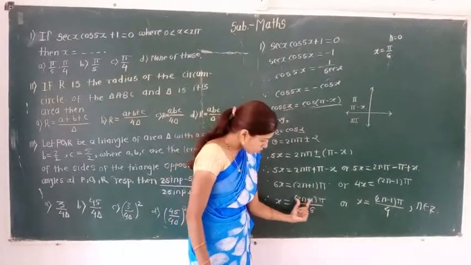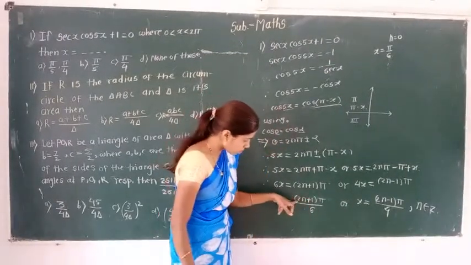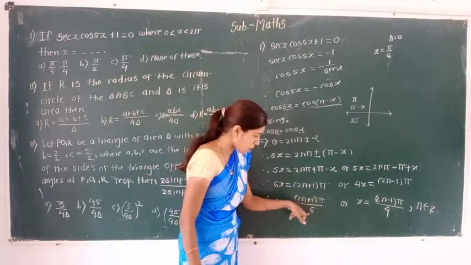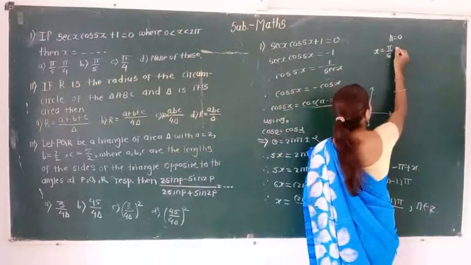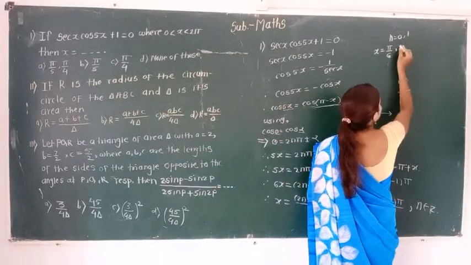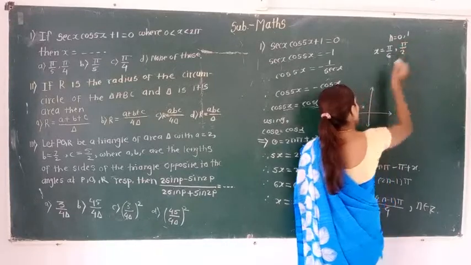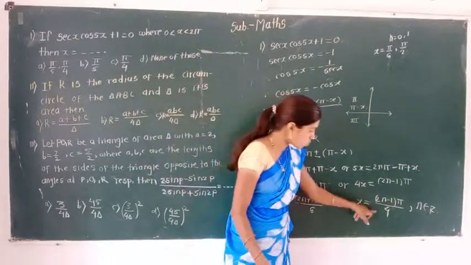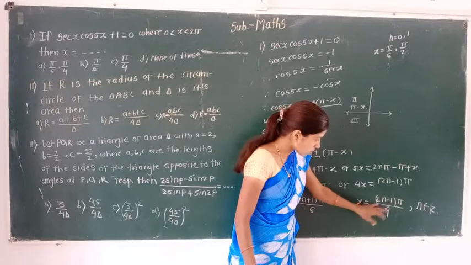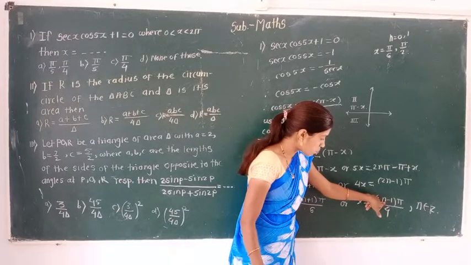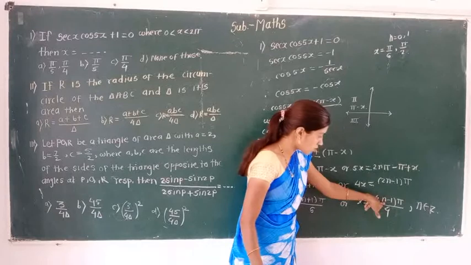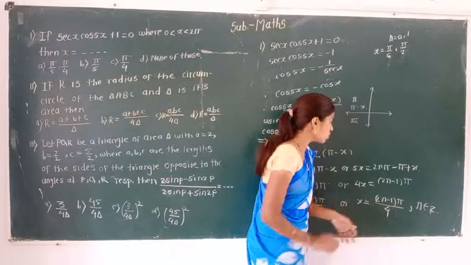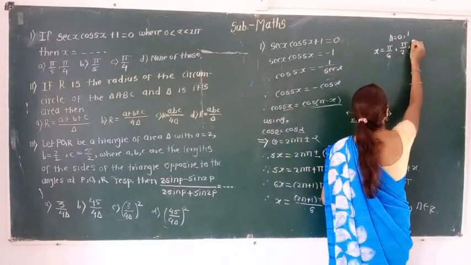By putting the value of n as 1, we get 2 into 1 is 2, 2 plus 1 is 3, so 3 pi by 6. By simplifying 3 pi by 6 we get pi by 2. Okay, the same value put in this result. By putting n as 1, 2 into 1 is 2, 2 minus 1 we get 1, 1 into pi by 4. Write down here the value pi by 4.